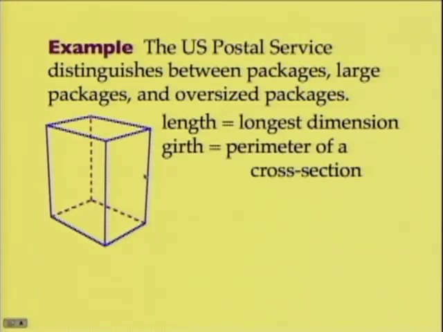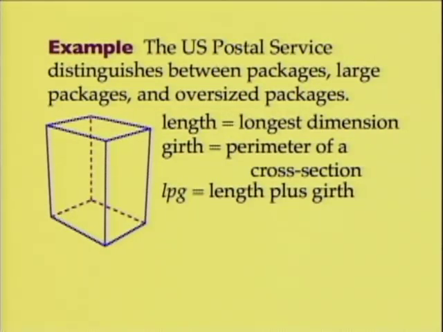And then they measure the girth, which is the perimeter of a cross section. This runs perpendicular to the length. So if the length is this way, the cross section would be this way, and you'd measure that perimeter. And they use a thing called length plus girth, and you're just adding them together.